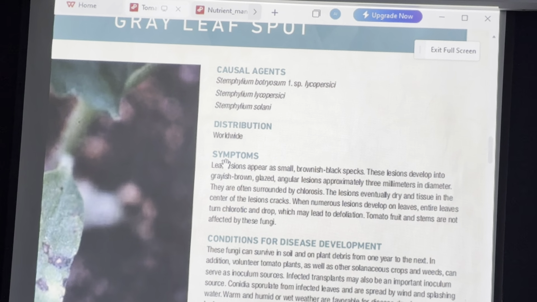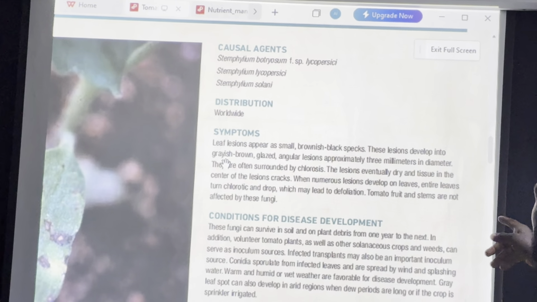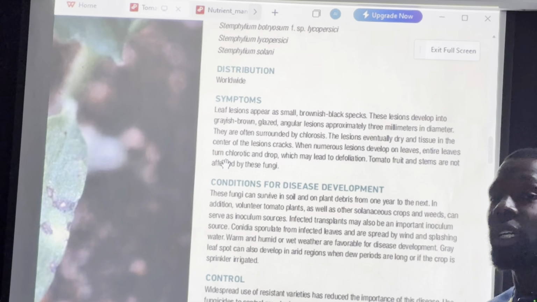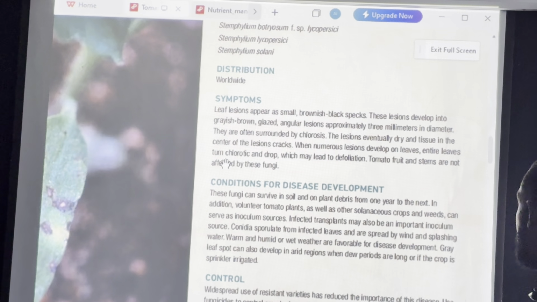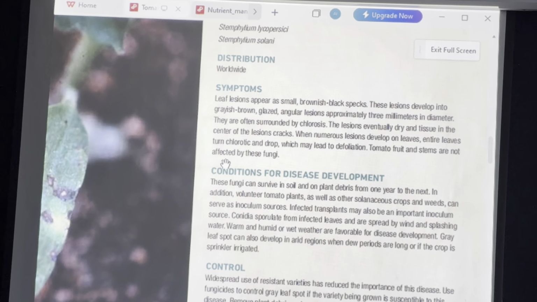Tomato fruit and stems are not affected by this fungus. On the brighter side, your tomato fruit is not really affected by this fungus, but that's not to say that they don't have a damaging effect on your plants in the long run. Conditions for disease development: they can survive in soil and on plant debris from one year to the next. In addition, volunteer tomato plants as well as other solanaceous crops and weeds can serve as inoculum sources. That is, they can help in breeding these spores of fungi. Warm and humid weather are favorable for disease development.